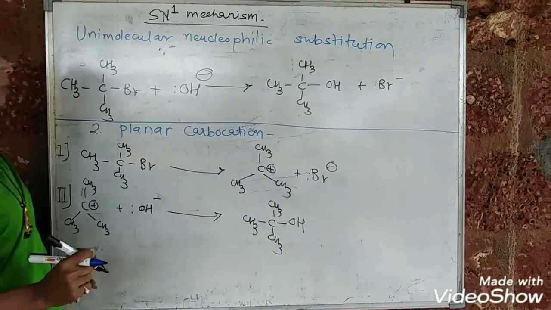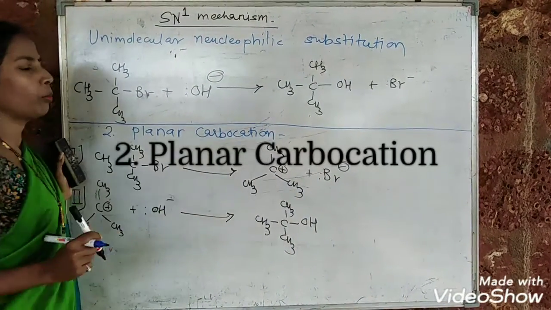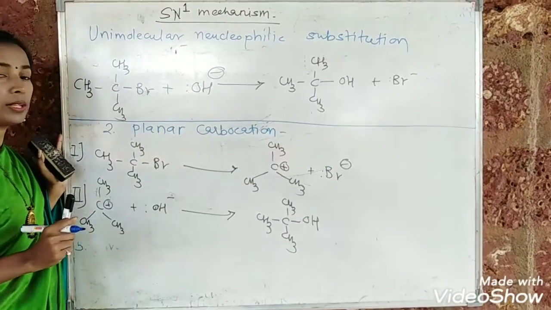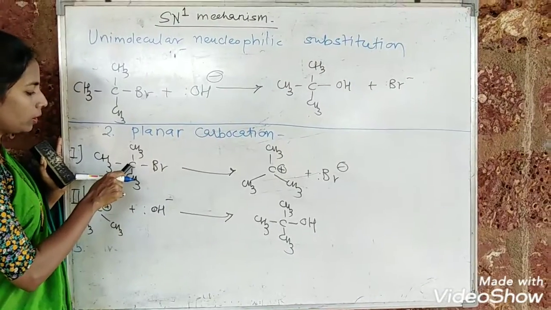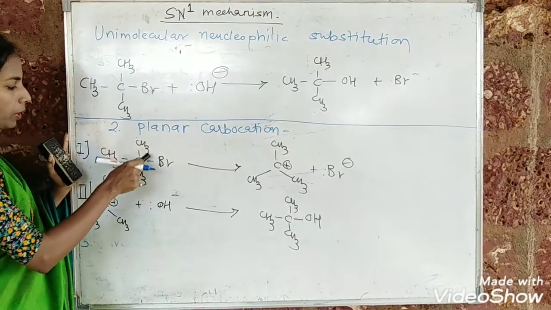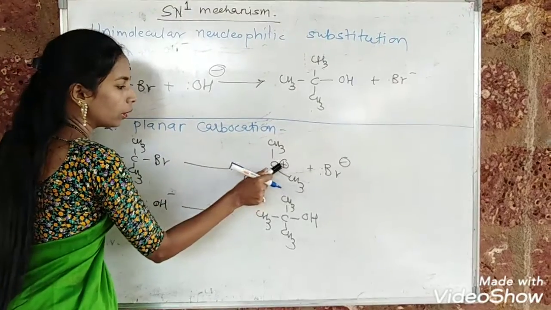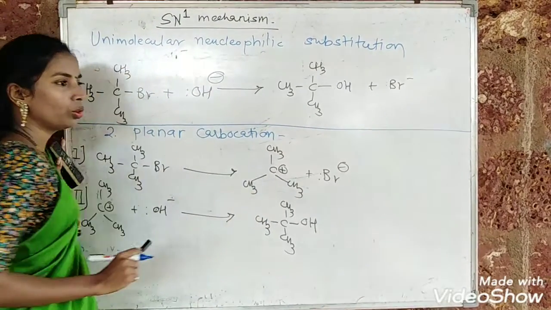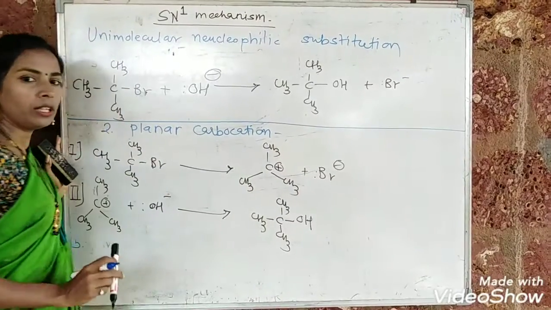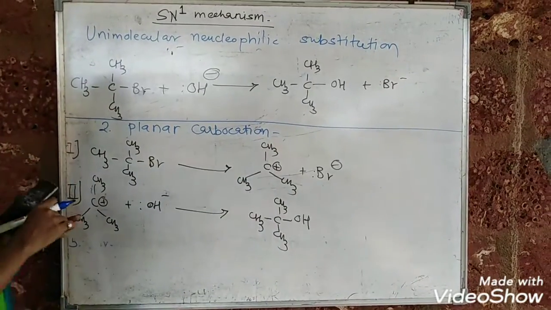The second feature of the SN1 mechanism is the geometry of the carbocation, which is formed in the first step, and the carbocation formed has planar geometry. This is an sp3 hybridized carbon, a tetrahedral carbon, and when the bromine is removed, the carbon which is directly bonded to 3 other carbons forms a planar geometry. So all these bonds are in the same plane. So this carbocation is a planar carbocation.